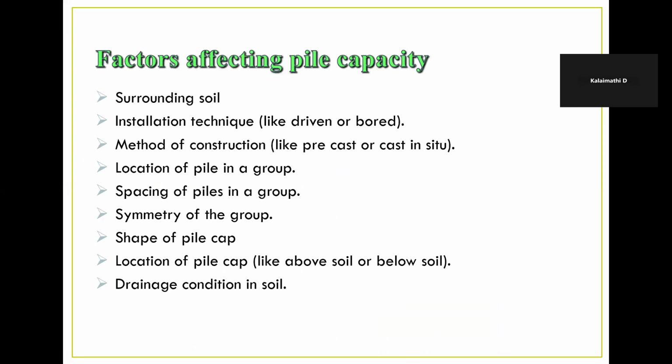The factors that affect pile capacity are the soil surrounding the pile, installation techniques like whether it is driven or bored, method of construction like precast or cast in situ, location of pile in a group, spacing of piles in a group, symmetry of the group, shape of the pile cap, location of the pile cap, that it may be either above the soil or below the soil, and the drainage condition in the soil.